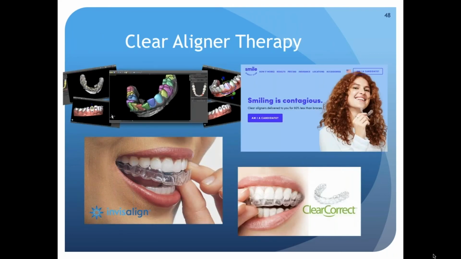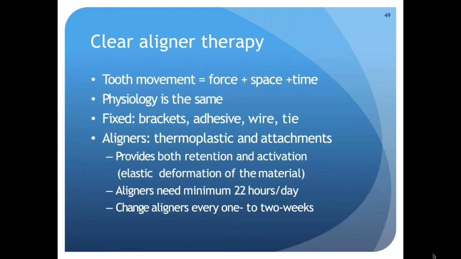Very briefly here, clear aligner therapy. I think we're all familiar with this. I'm not going to talk about specific brands, but I'm going to get into the basics of it. So force plus space plus time is how we get tooth movement. Physiology is the same, whether we're using brackets or aligners. With aligners, we have a thermoplastic material and then some attachments bonded to the teeth, which provide both retention and activation. The elastic deformation of that material is what gives us our force. Aligners need to be in for about 22 hours a day, and based on the treatment plan, we're going to be changing aligners every 1 to 2 weeks.